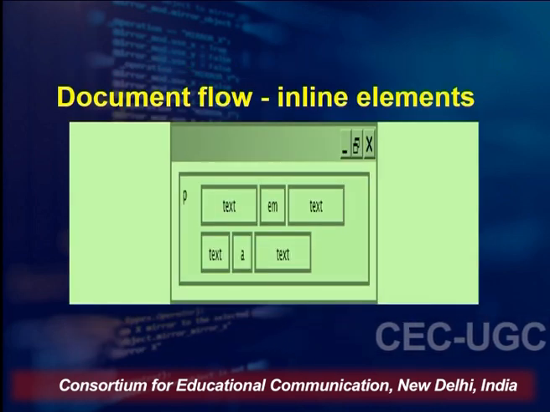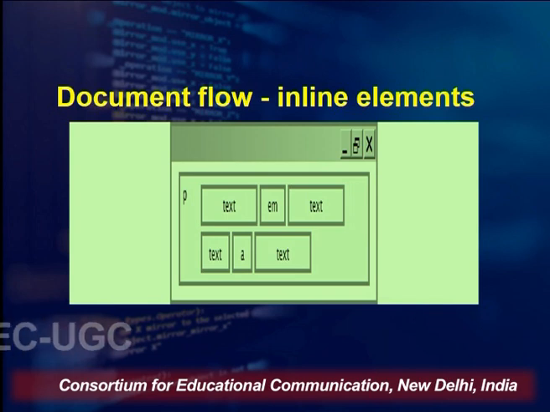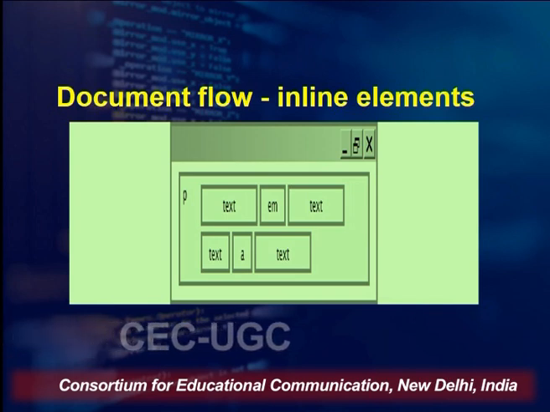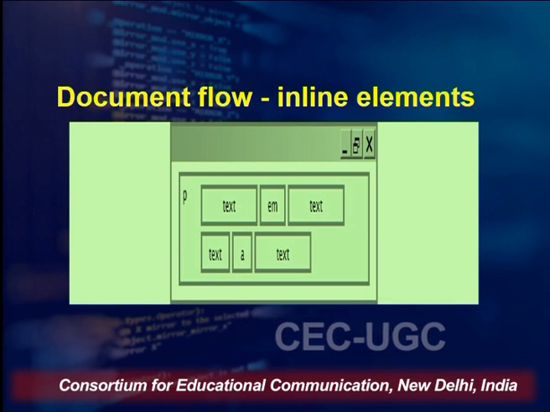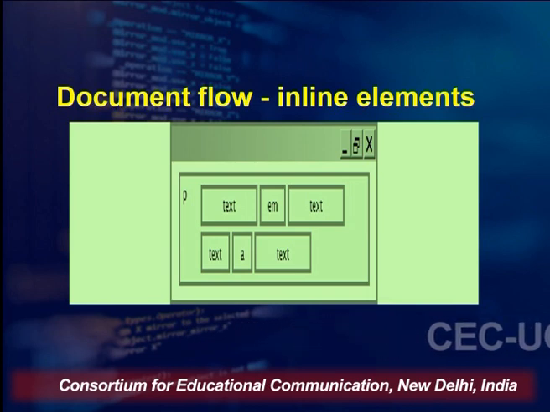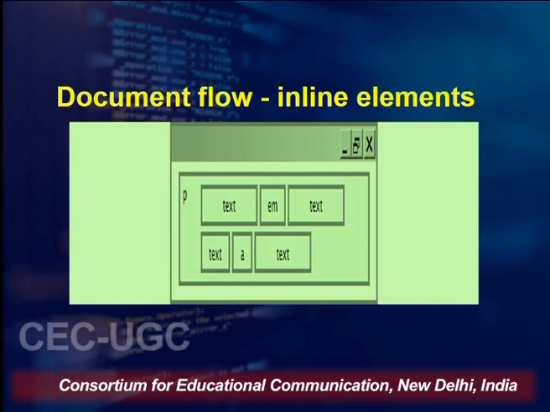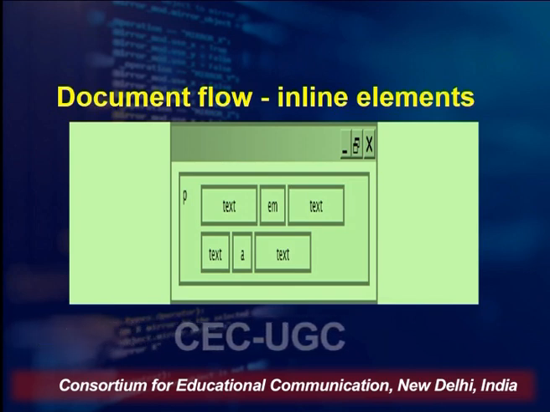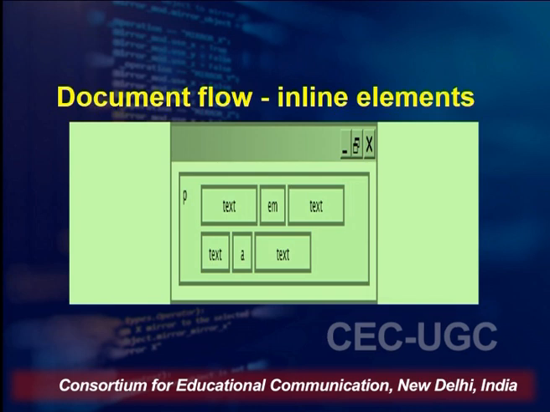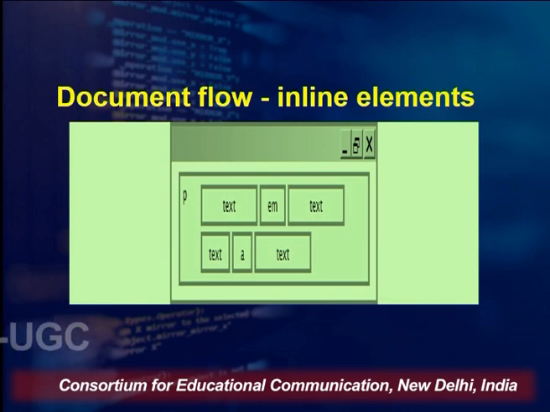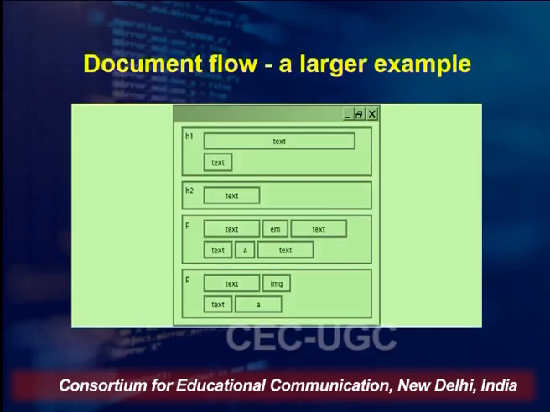Whereas, if you look at the document flow in inline elements, of course, we said that an inline element will always be contained in a block element. So, all these inline elements that we have defined, whether it is a text element or an anchor element, they are all a part of a block element, that is P, but they are coming side by side, they are not going into the next line. So, this is how the document will flow when you have inline elements, right.